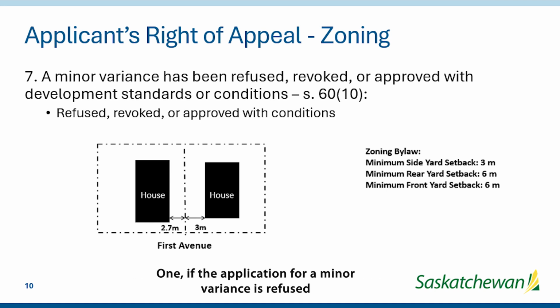1. If the application for a minor variance is refused by the development officer, the applicant may appeal the refusal to the Development Appeals Board. The board would examine the reasons for refusal and may grant the variance request if they deem it to meet the requirements of the Act and zoning bylaw.